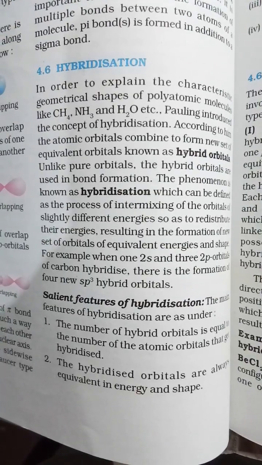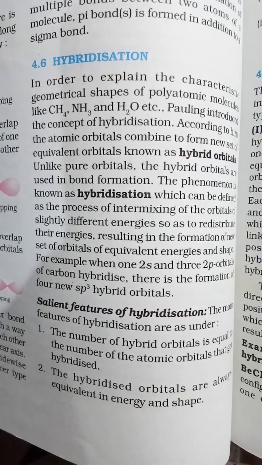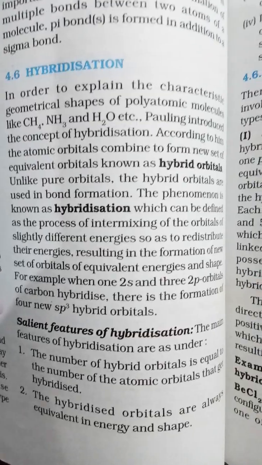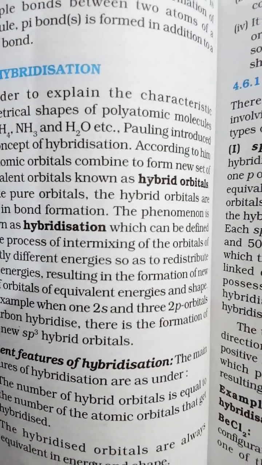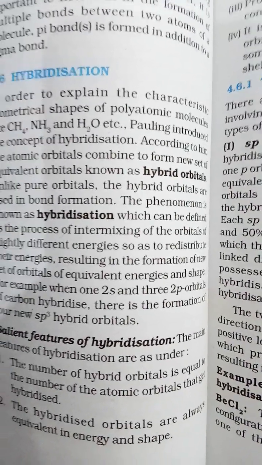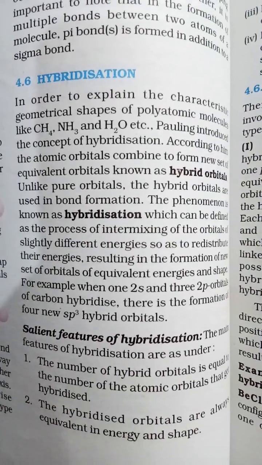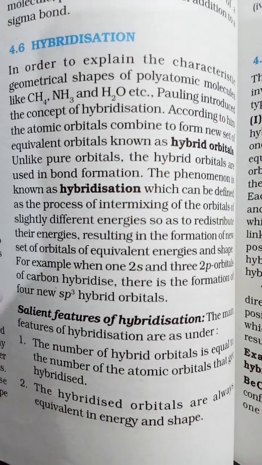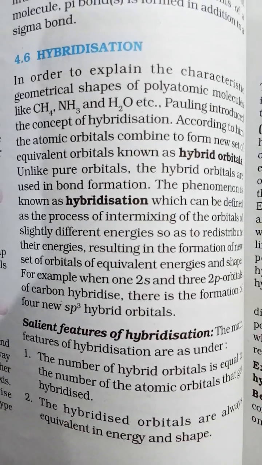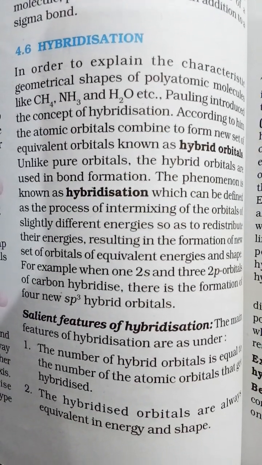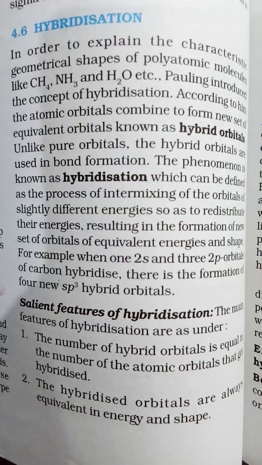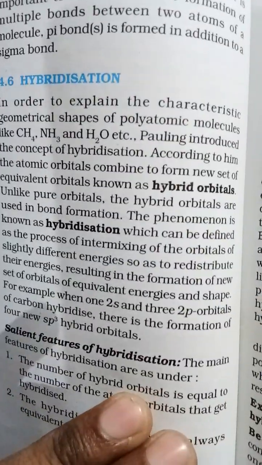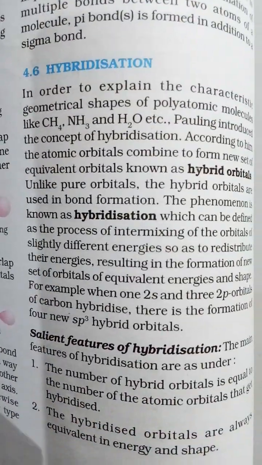Dear chemistry aspirants, right now hybridization is the topic, and this topic comes under chemical bonding and molecular structure. When you study it, you will see that in order to explain the characteristic geometrical shapes of polyatomic molecules like CH4, NH3, and H2O, etc., Pauling introduced the concept of hybridization.